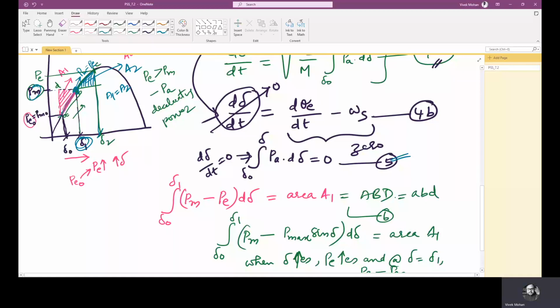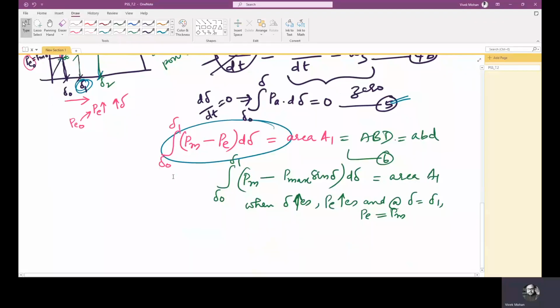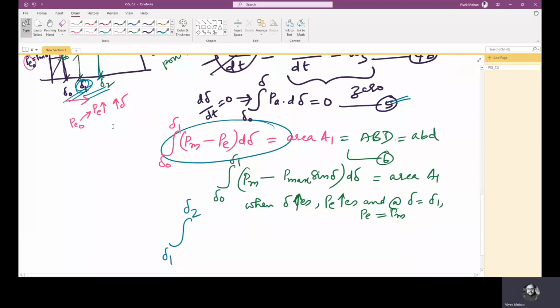The energy given up by the rotor as it decelerates back to the synchronous speed should be found out again, because the energy gained by the rotor is found by equation 6, the accelerating area A1. Now corresponding to decelerating area A2, we have to find the energy, which is the integral from del 1 to del 2. Earlier it was del 0 to del 1 for acceleration. Now it is del 1 to del 2. From del 1 to del 2, PE is more than PM, so PE minus PM is the decelerating power. Integral of (PE minus PM) d del equals area A2. Let it be equation 7.